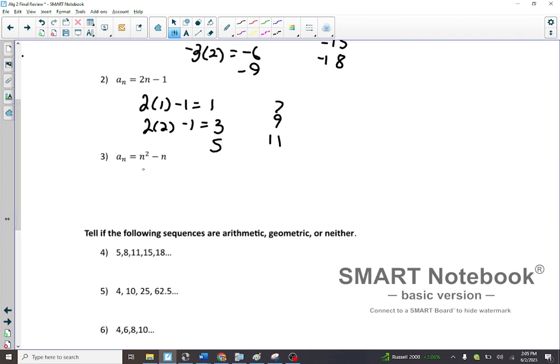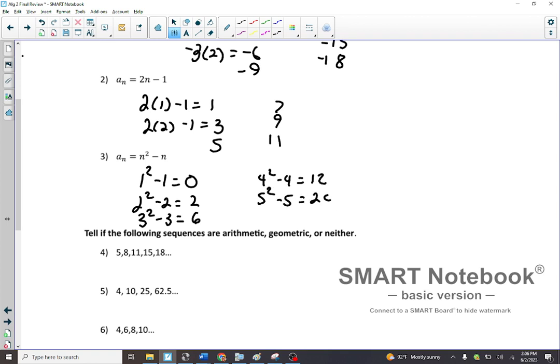For this one, it's n squared minus n. So it's going to be 1 squared minus 1, or 0. 2 squared minus 2, or 2. 3 squared minus 3, or 6. 4 squared minus 4, or 12. 5 squared minus 5 is 20. 6 squared minus 6 is 30.